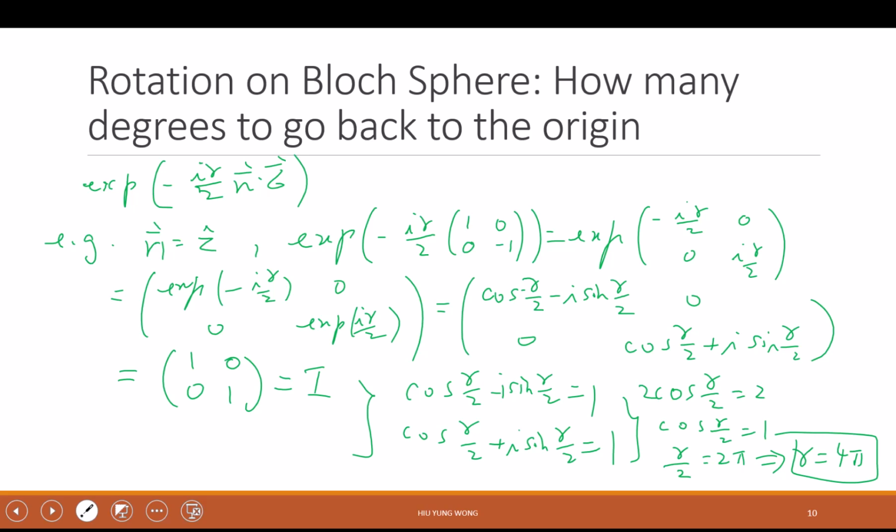Finally, we talk about the rotation of the Bloch sphere, right? If you rotate on the Bloch sphere, how many rotations do I need to do in the 3D space in order to get back to the original state, right? We just take a special case and we show that we need to do a 4 pi rotation, right?